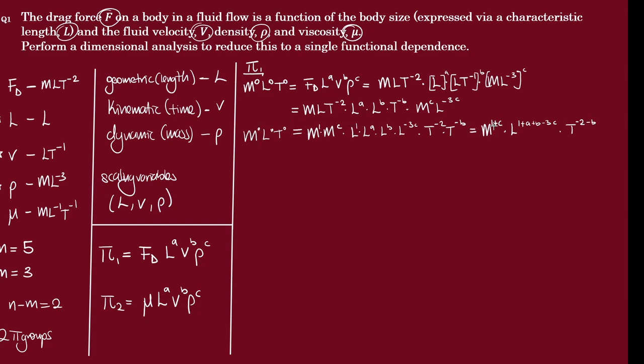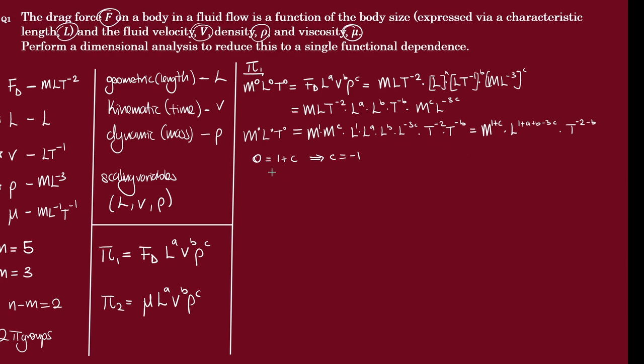To ensure these are equal, we're going to have to equate the indices. So that means 0 is going to equal 1 plus c, which you can tell c is equal to minus 1. On the other hand, we can do T first, so we can evaluate b before we get to this long expression that is for L.